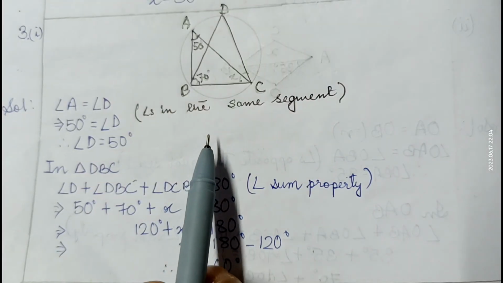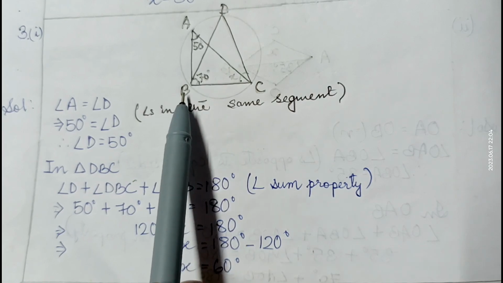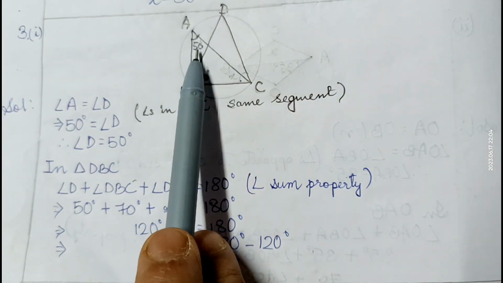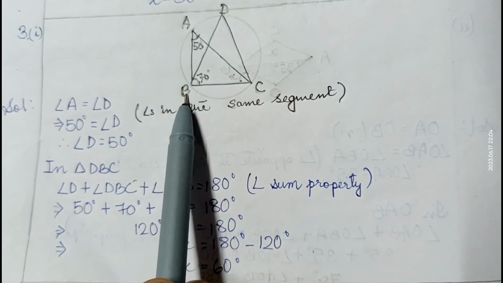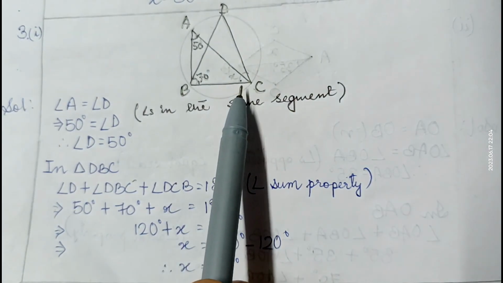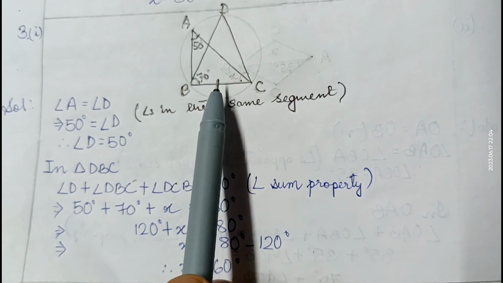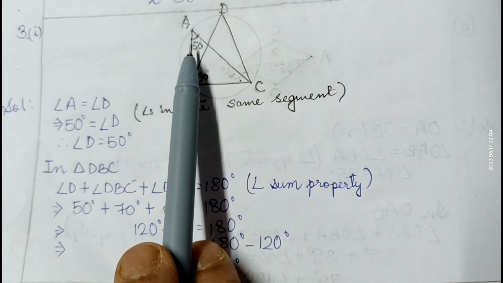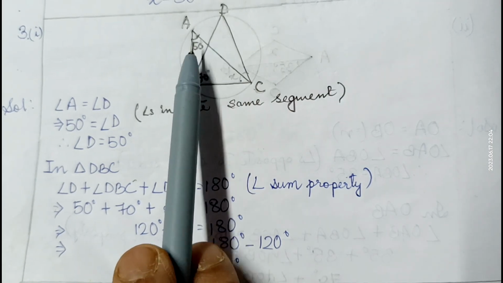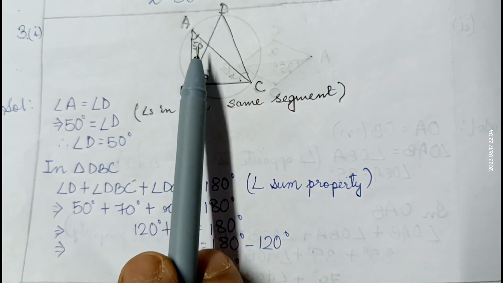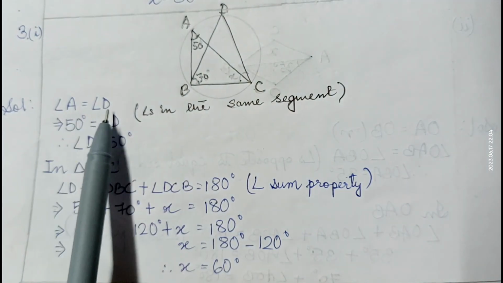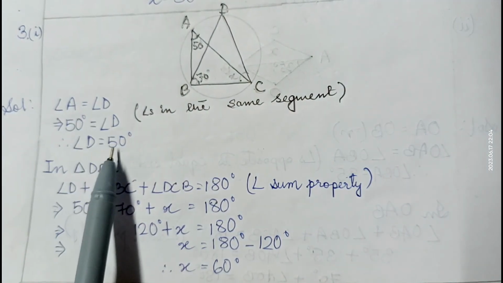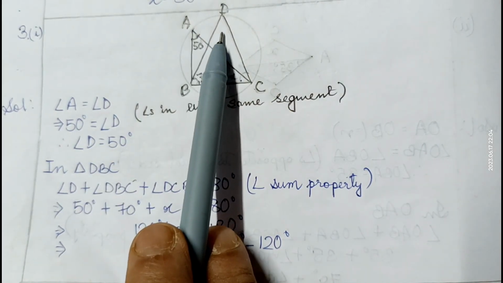In the first part of question number 3, it is given that angle BAC, this one, is 50 degrees, DBC is 70, BCD is x, and we have to find angle x. Now, we know angles in the same segment are always equal, so angle A will be equal to angle D. Since angle A is 50 degrees, that means angle D is also 50 degrees. We can write angle A equals angle D. Therefore, angle D equals 50. So, here we got 50 degrees.